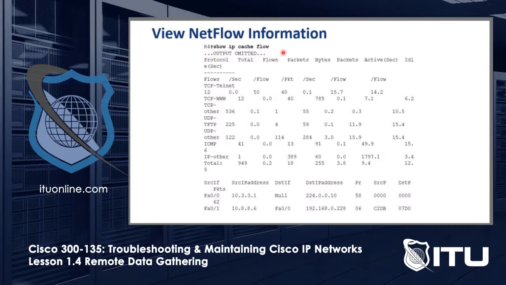Then we can actually view this stuff. We can show IP cache flow, and we can actually see the flow of traffic. And it's organized. We see that there's some telnet traffic here. We can see in seconds the amount of flow packets. We can see HTTP traffic. We could see other UDP traffic. We could see TFTP traffic. We could see ICMP traffic, etc. So we can see all of these flows.